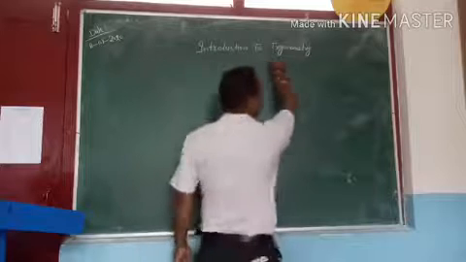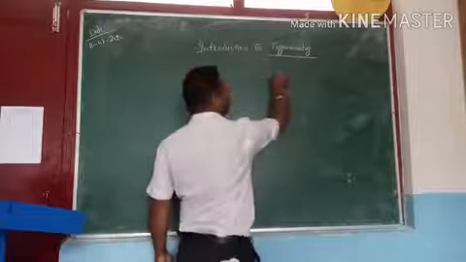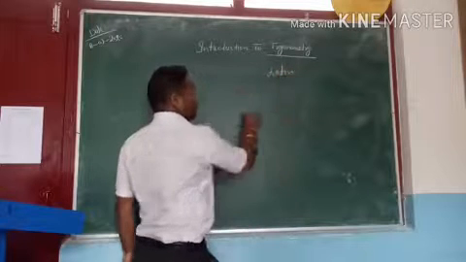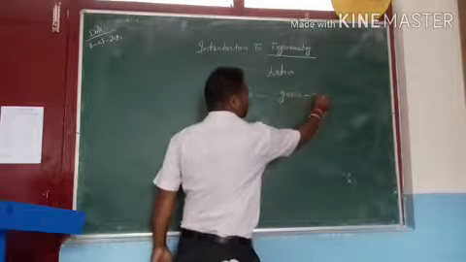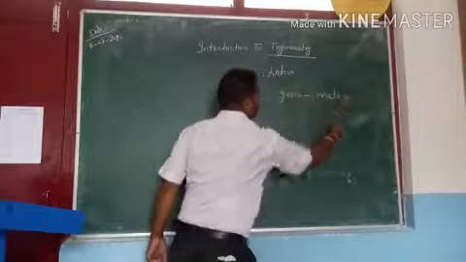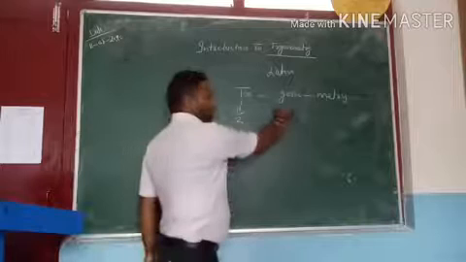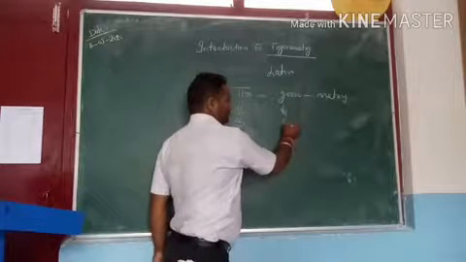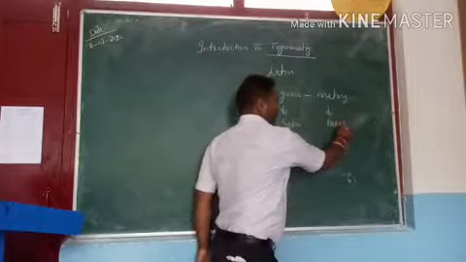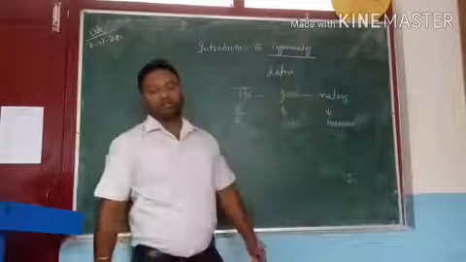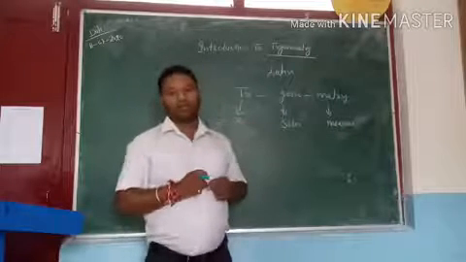We will start with this word, trigonometry. What is the meaning of trigonometry? Actually, this is a Latin word which is derived from three words: tri, gono, and metry. Tri means three, gono means sides, and metry means measure. So the meaning of trigonometry is to measure the three sides of the triangle.